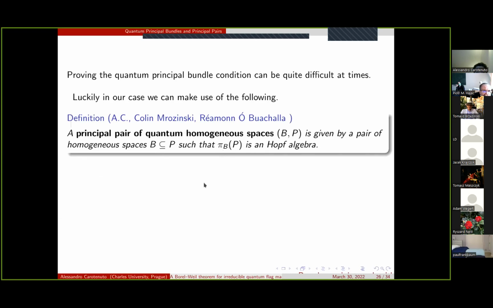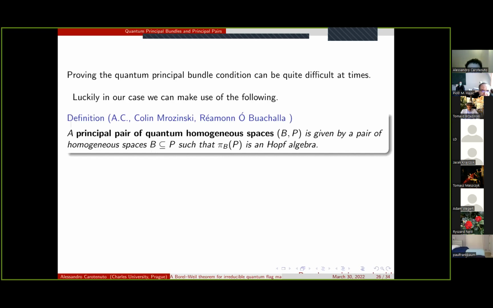Pi of B, remember a quantum homogeneous space, let's say that these are quantum homogeneous A-spaces with respect to a certain Hopf algebra A. Then pi B is the quotient from A into A quotiented by B plus A. It is the quotient map that defines the quantum homogeneous space B. It's the map that gives me the coaction.